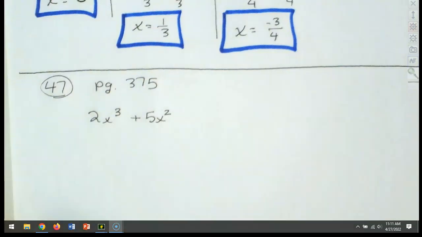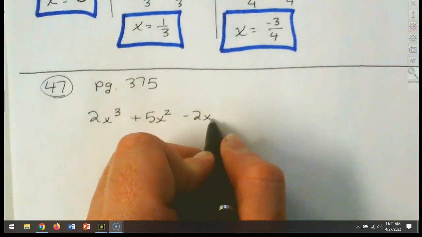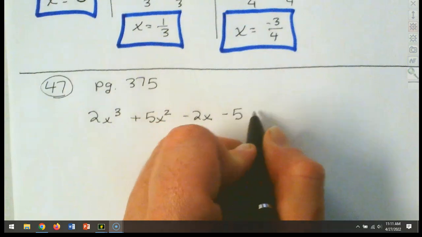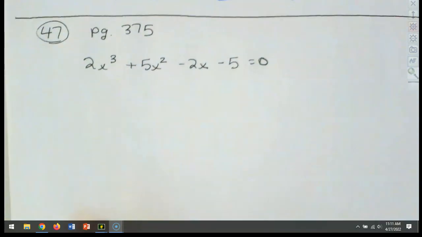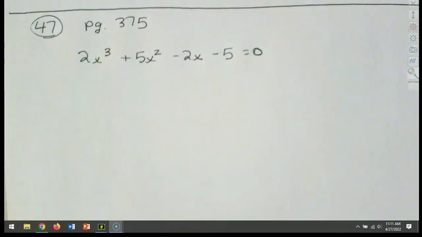x squared minus 2x minus 5, and that equals 0. Okay, so first thing we know is we can see that this has already been set to 0. So the first step is done. Then we look at this with all the terms, and is there a number that can come out, or a variable? No. So nothing comes out. How many terms do we have? 4. Okay, so we're going to have to try to factor this by grouping somehow.